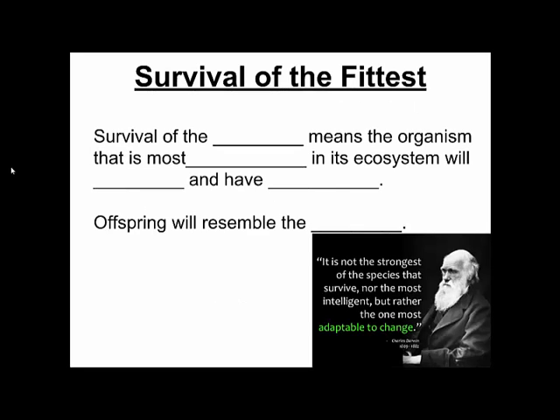So, survival of the fittest is just a short phrase to help us understand what natural selection is. Survival of the fittest means that the fittest organisms, the ones that have the most helpful adaptations, the ones that happen to be born more successful than the others, will survive and be able to pass on their helpful traits to the next generation. We know this because offspring inherit their genes, their characteristics, from their parents.